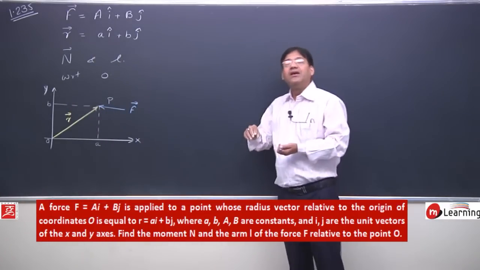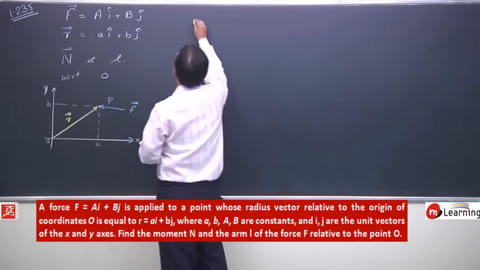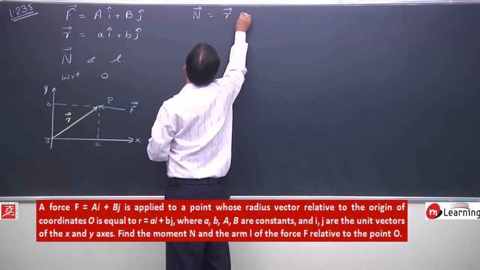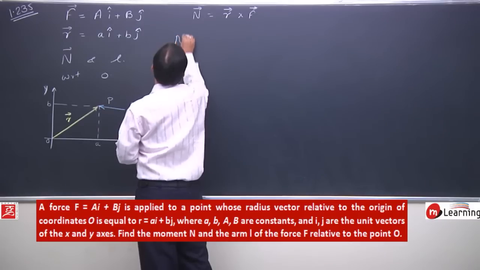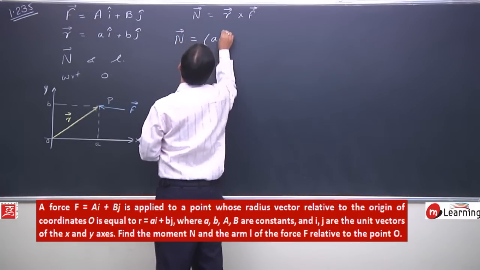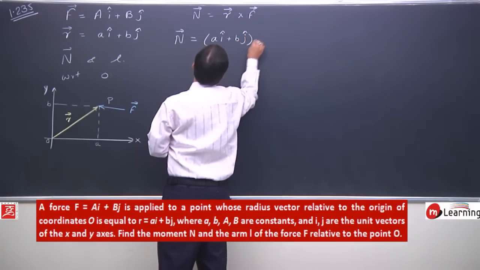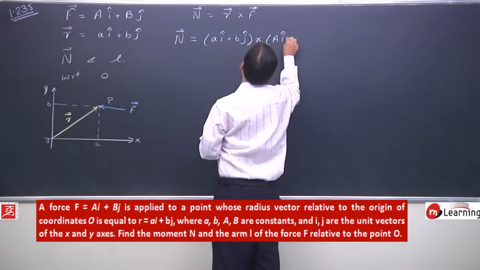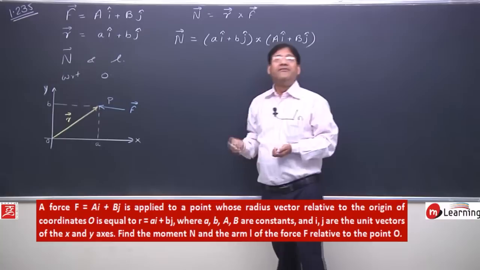So, first of all, moment of force. Moment of force N is defined as R cross F. This moment of force N would be defined as, for R I will write aI cap plus bJ cap, cross aI cap plus bJ cap. We know how to solve this.